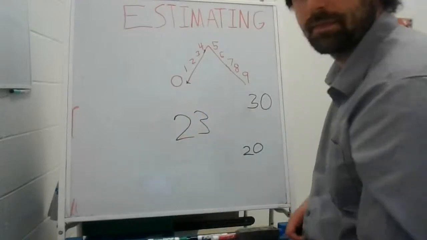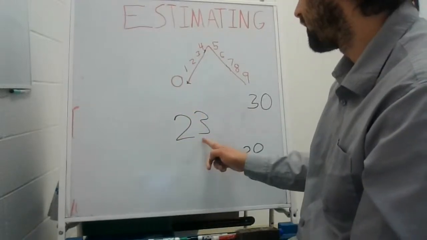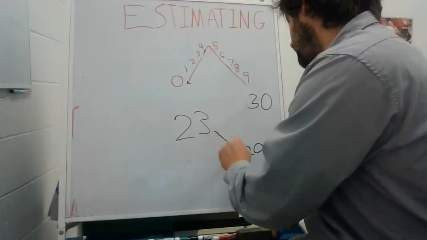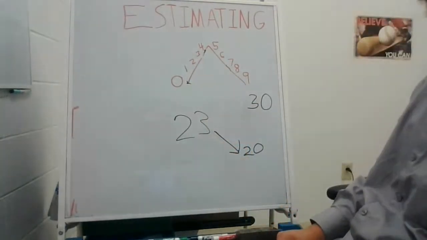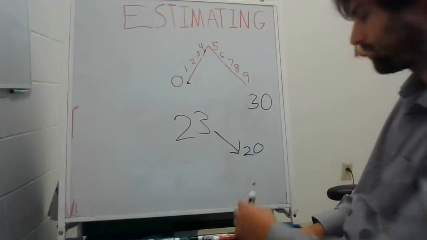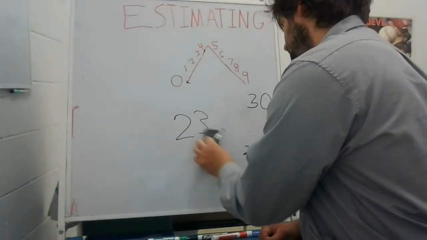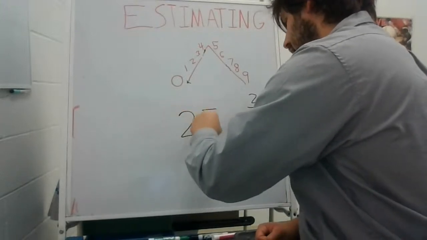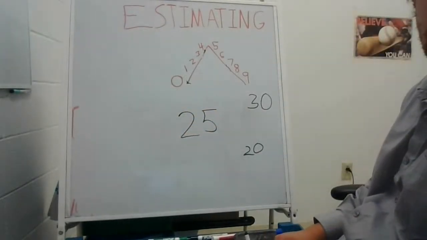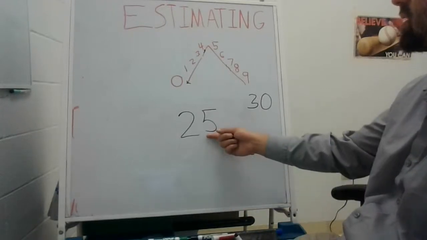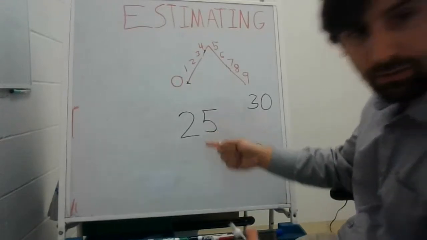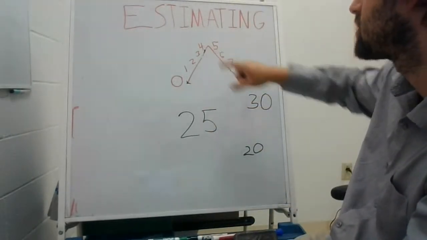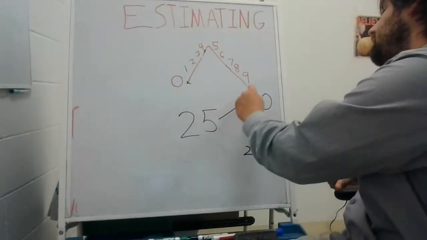23 now. All right, the digit in 23 is less than 5. So again, we would round down. That would go to 20. 25. So the digit 5 is in the ones place. So the rule is 5 or more, we raise the score. So 5 or more is where we round up. So we would round up. We would round up to 30.